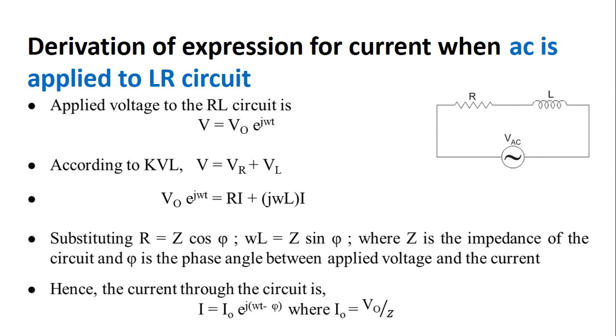So here, the potential difference across the resistor is VR is equal to R into I. The potential difference across the inductor is j omega L into I, where R is the resistance of the resistor and omega L is the inductive reactance of the inductor. The multiplication by j implies that the potential difference across L leads the current by a phase angle of pi by 2.